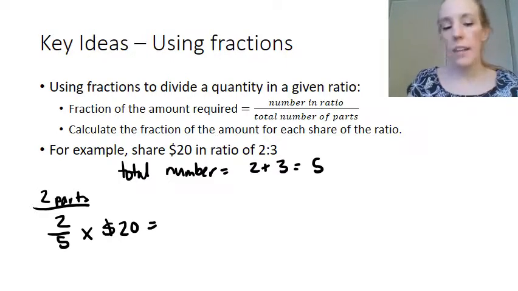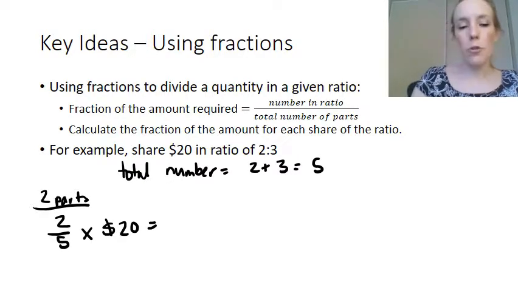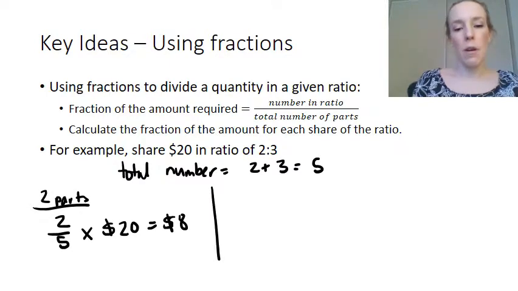So in your calculator, you can type 2 divided by 5 and multiply that by 20, and that will give you 2 parts is equal to $8. It's a terrible dollar sign. Okay, and then we can do the same for 3 parts.